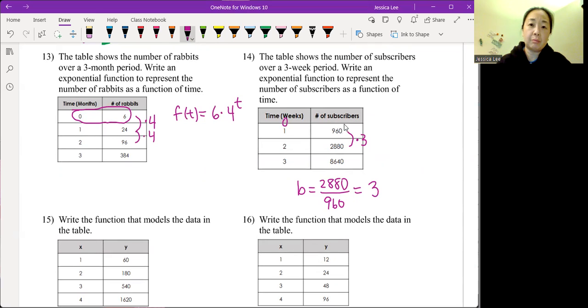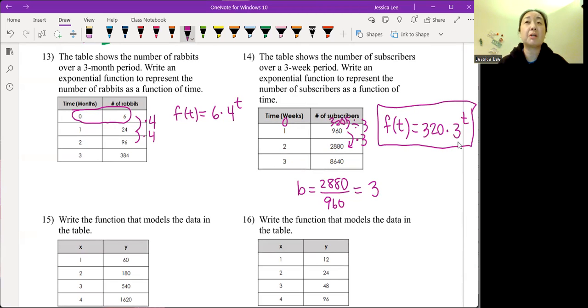That means we still need to get our initial value. We don't know what that is. So if we're going to go previous to that, we're just going to divide. If we're going down the table, we're multiplying by 3. If we're going previously, we're dividing by 3. We're kind of undoing that multiplying by 3. So 960 divided by 3 gives us 320. So whoever this is started out with 320 subscribers. So let's try this again: f of t is equal to 320 times 3 to the t power. You see there was a little bit of extra work there, but not too much.